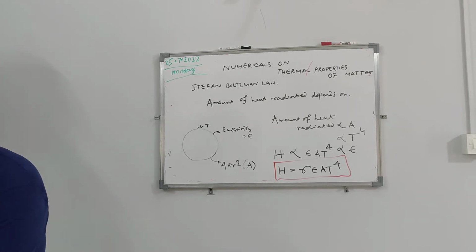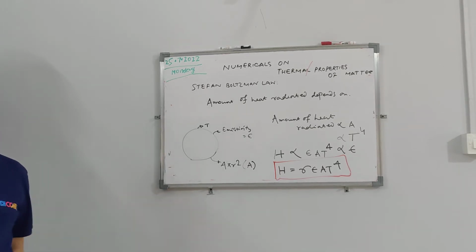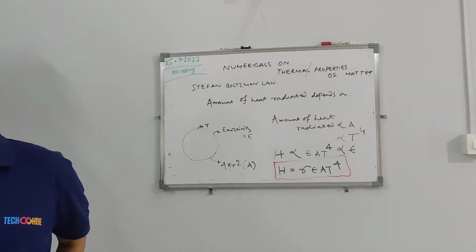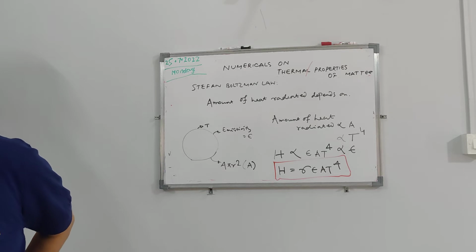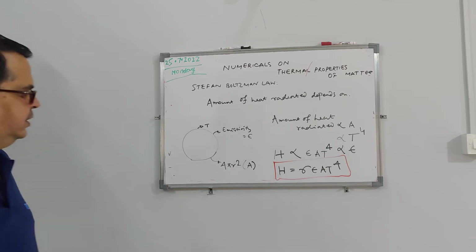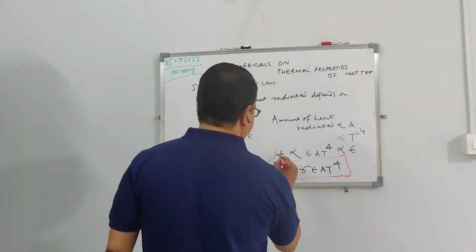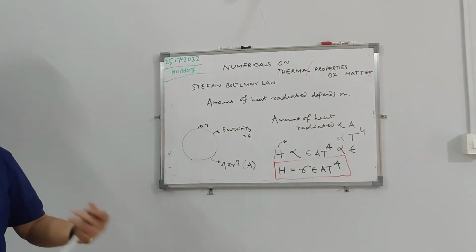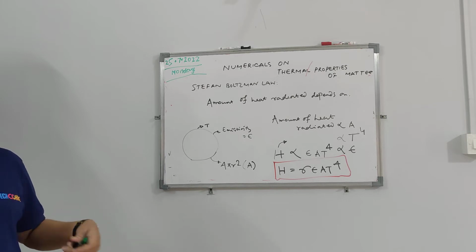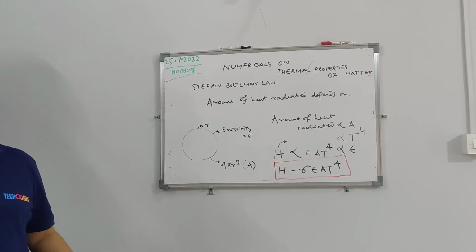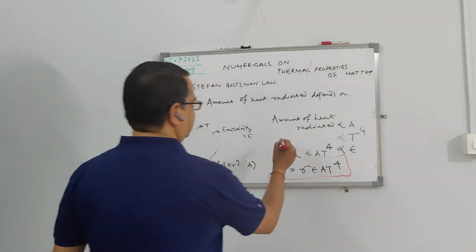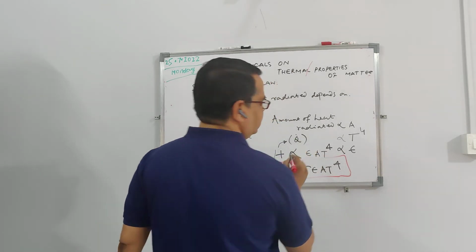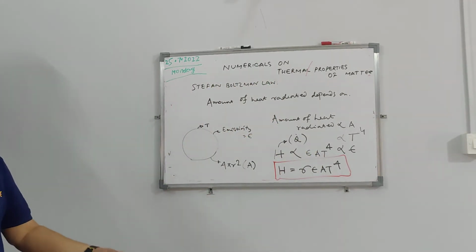So this Stefan Boltzmann constant, sigma, there can be a question: what is the unit of sigma? This H is heat flow rate, so it is watt only, joule per second already. This H can otherwise be written as Q dot, meaning heat flow rate, not heat flow.